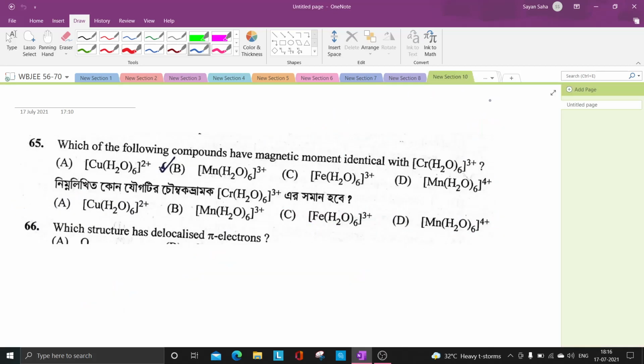So now come to 65. This is also a similar type question. See, a lot of questions came from coordination chemistry. Coordination chemistry is a very important chapter for WBJEE, I told before. Which of the following compounds have magnetic moment identical with this one? So what is the atomic number of chromium? Quickly write down in the chat box.